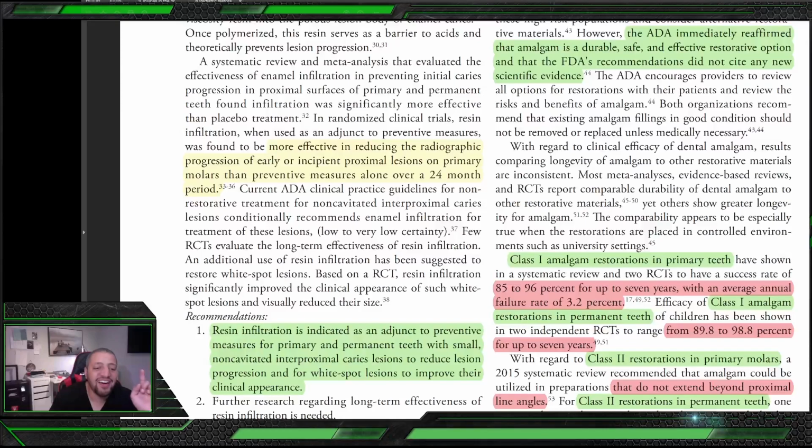And there is another use, and I'm smiling because you have a question about this one. It can be used for non-cavitated interproximal carious lesions to reduce lesion progression, and for white spot lesions to improve their clinical appearance. I'll give you a scenario. Imagine a patient you did ortho treatment for, where you place brackets. The patient comes back telling you, doctor, my teeth, I cannot see a cavity, but I don't like it.